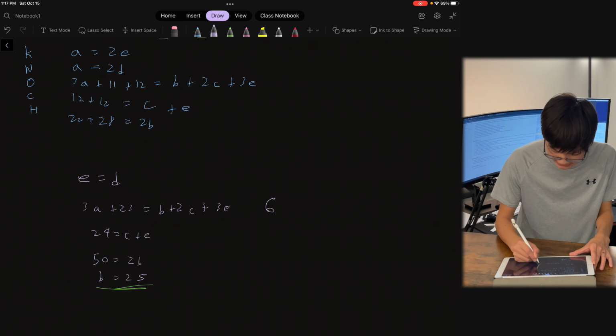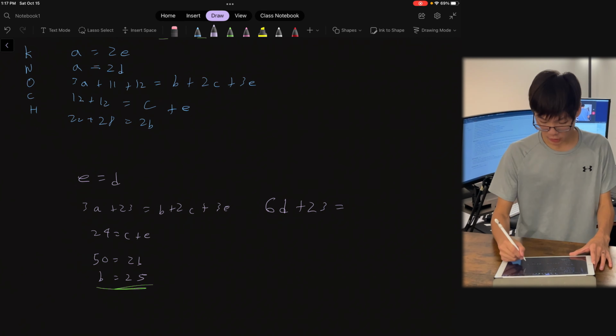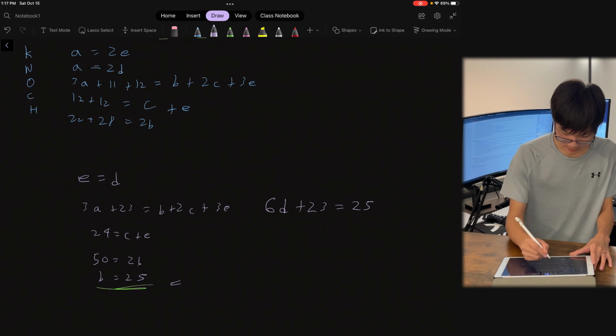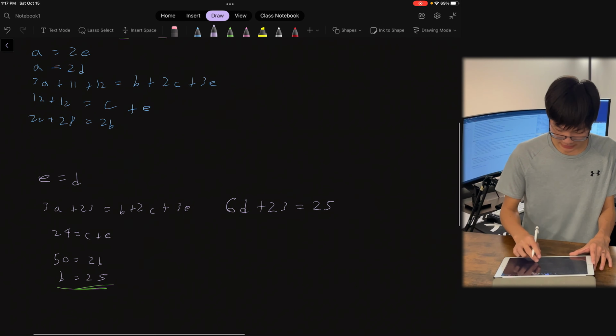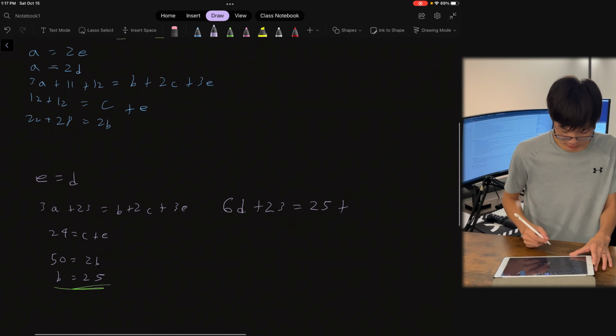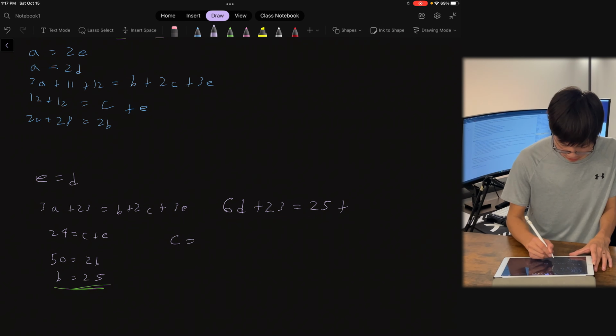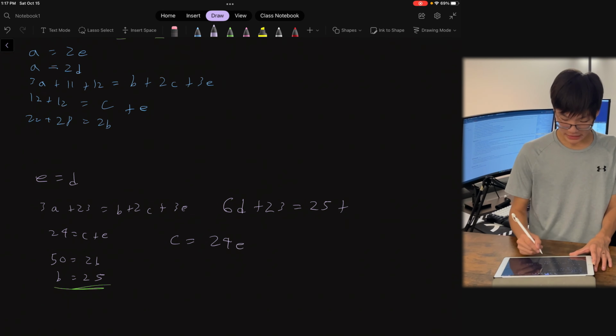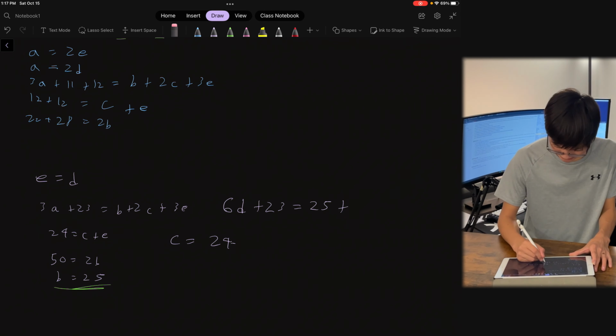So that will give us 6D plus 23 is going to be equal to, well, B is going to be equal to 25 because it's right here. So B is going to be equal to 25. B plus 2C, well, you know that C is going to be equal to 24 minus E. I forgot the minus sign there. Let me erase that and draw that minus sign.